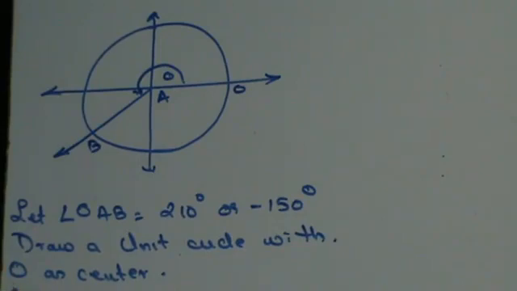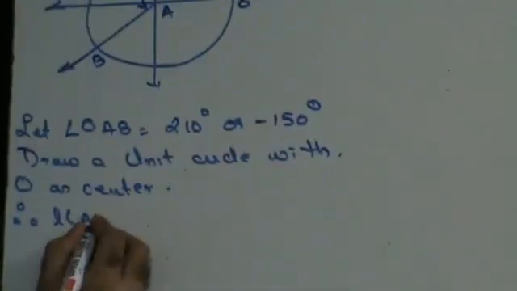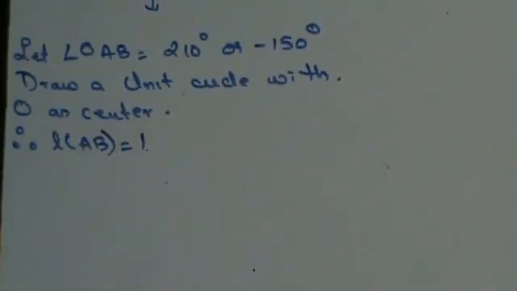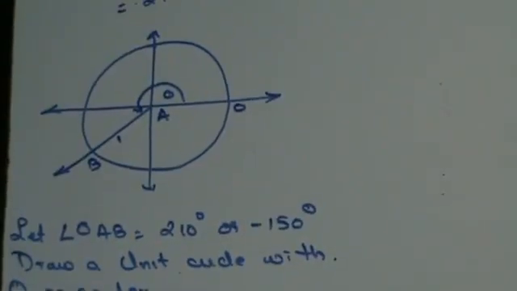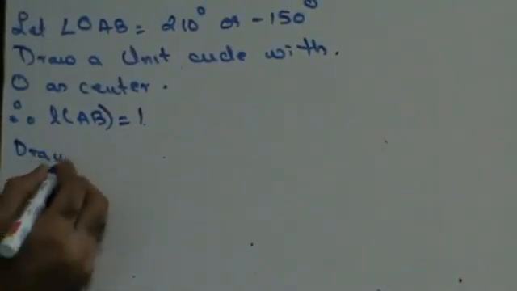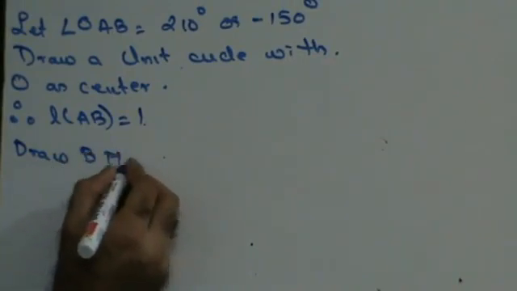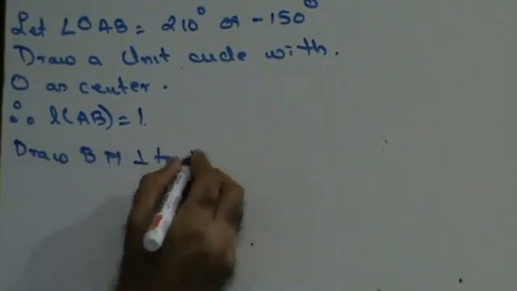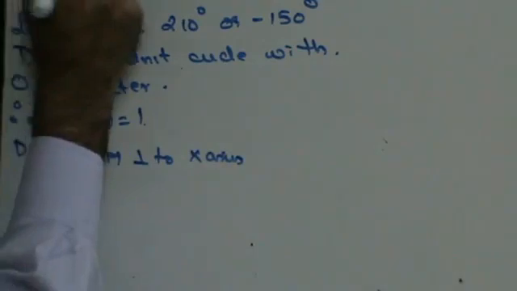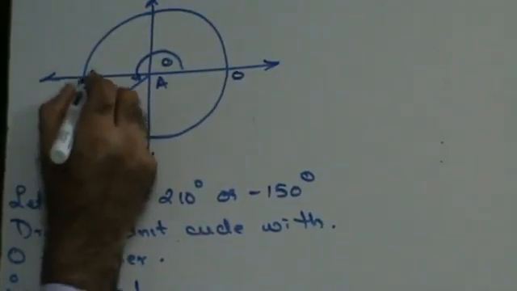Right? Therefore, I can say that length AB is going to be equal to 1. Since this is a unit circle, that means this length will be 1. Now draw BM perpendicular to x-axis. Let's draw BM perpendicular to x-axis.